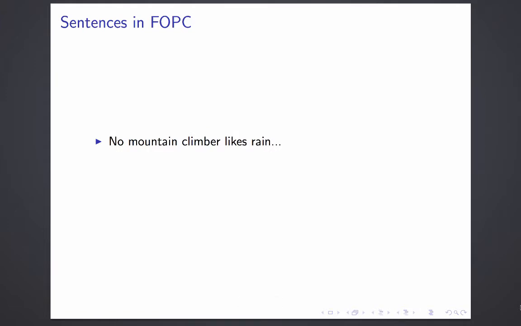The next sentence, and I've broken this up: no mountain climber likes rain, and we're going to use our mountain climber. Now we need a new predicate called likes. So it's true or false that you're a mountain climber, and it's true or false that you like rain. And since this is no mountain climber, that means it is true for all mountain climbers that they dislike rain. So we can write this as for all x, if x is a climber, then it implies that x does not like rain. And so we can use the negated predicate of likes.